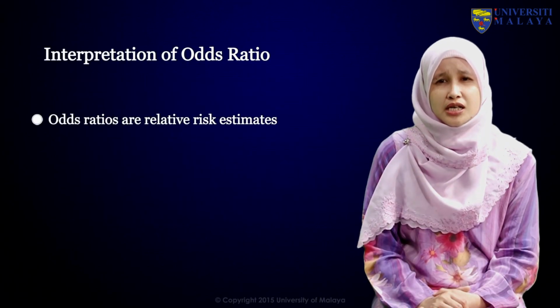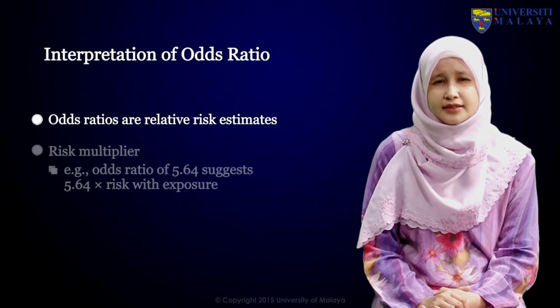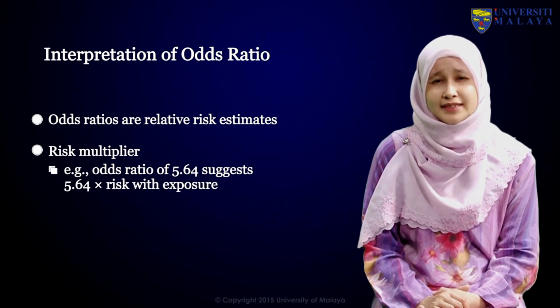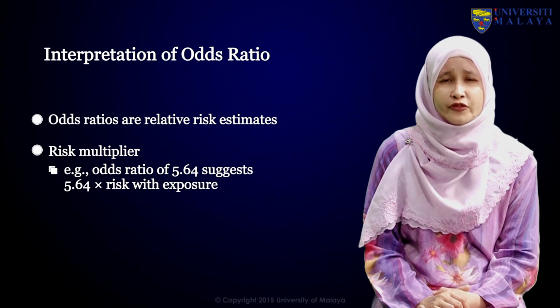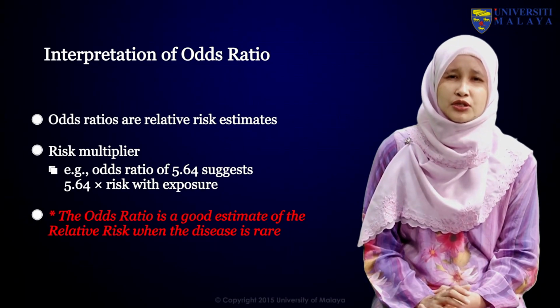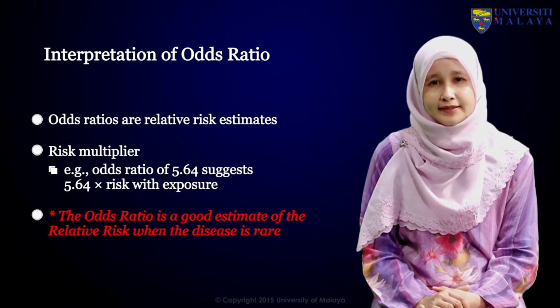Odds ratios are relative risk estimates. It is a risk multiplier. For example, an odds ratio of 5.64 suggests 5.64 times the risk with exposure. And the odds ratio is a good estimate of the relative risk when the disease is rare.